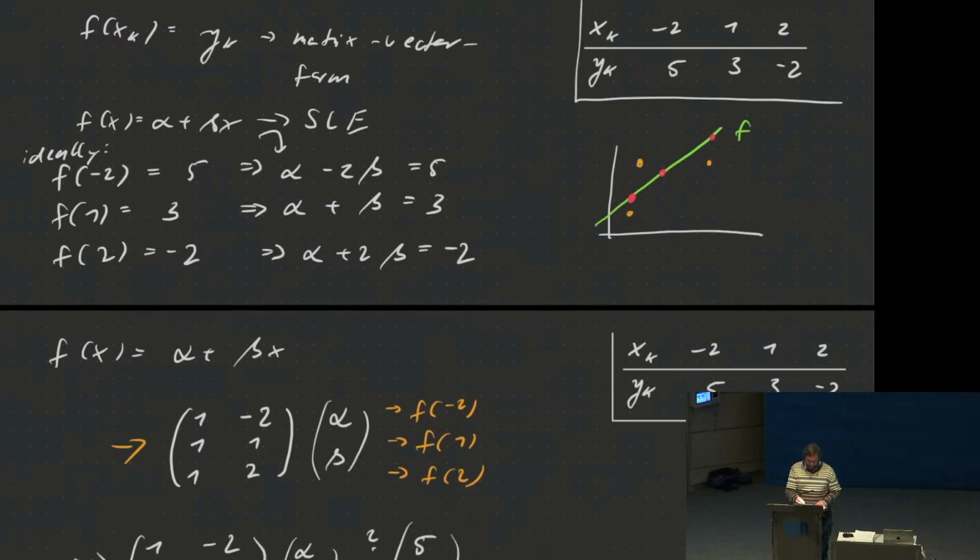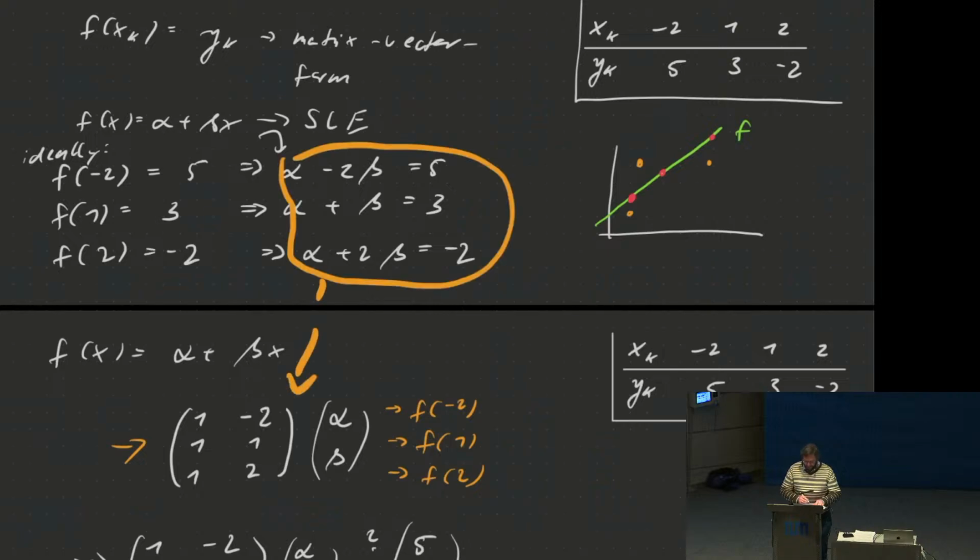So this here is a system of linear equations in alpha and beta. I can write that in matrix vector form. And now I can try to solve it, and if I do, you will find it doesn't have a solution. That's because those points are actually not on a line, so the situation is more like these orange points. There is no common line for all three of those.